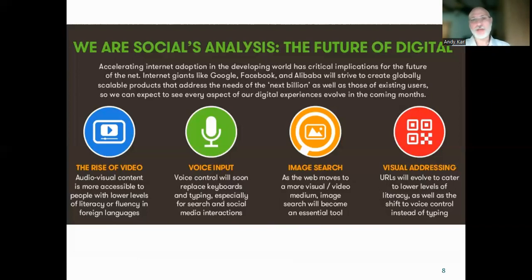As the web moves to a more visual or video medium, image search will become an essential tool. On the same wavelength, we can use images in terms of searching, and this is something that can be used by more people with lower levels of literacy and or disabilities, etc. We also have visual addressing. URLs will evolve to cater to lower levels of literacy, as well as the shift to voice control instead of typing. The same thing here.